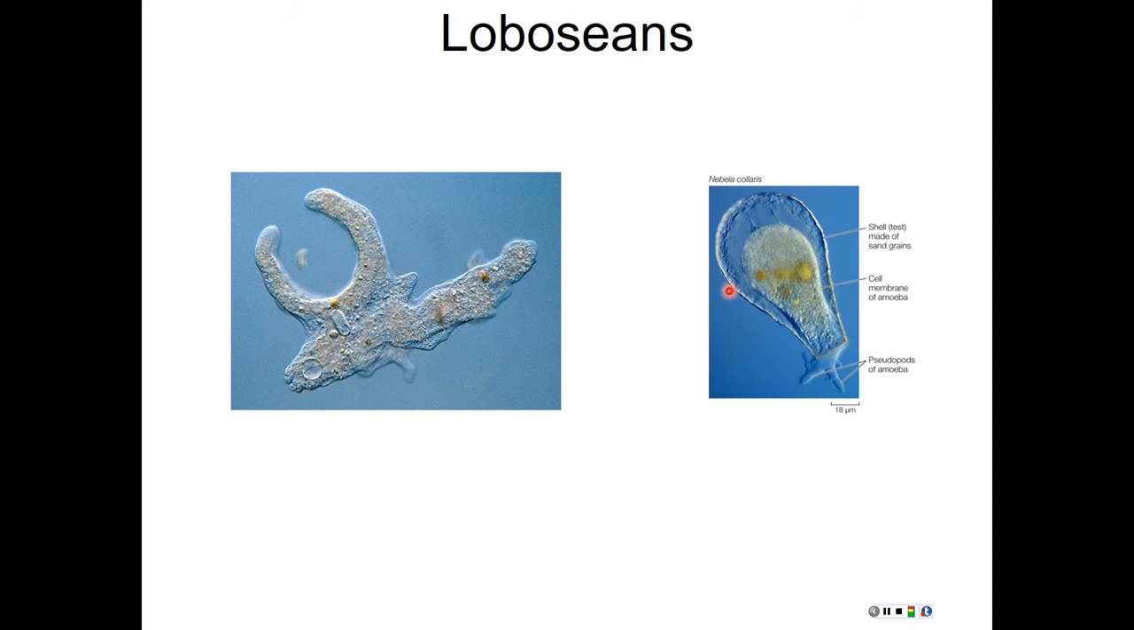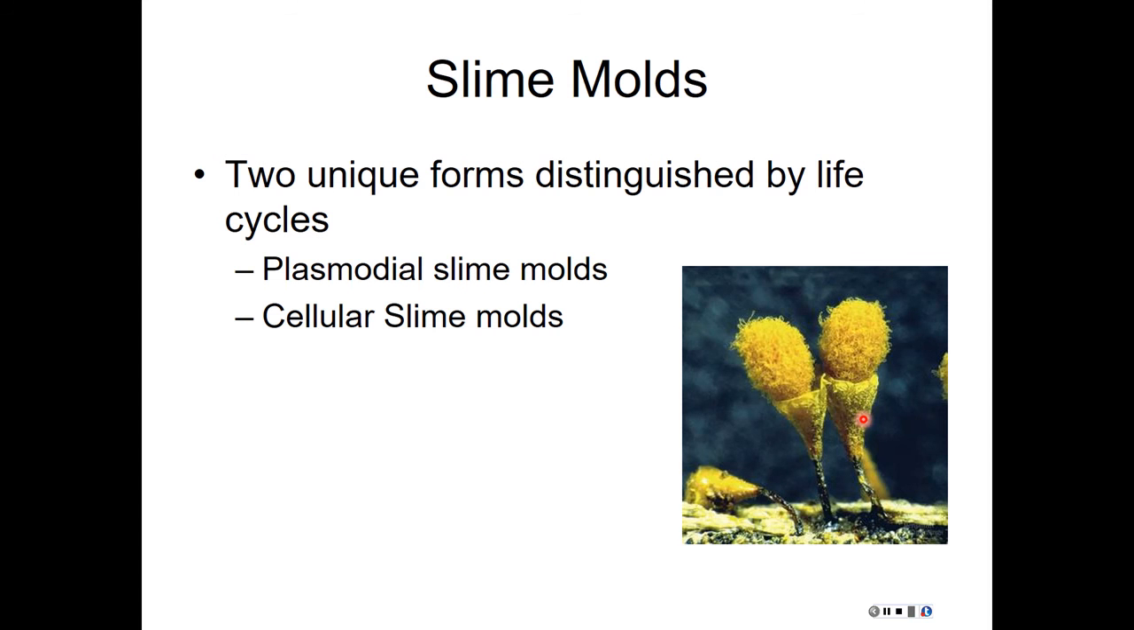And then we have this one that kind of looks like a light bulb a little bit. What is going on here is that some can make a shell, either out of sand, or they can secrete a shell. And that is the case here. This shell is made of sand grains, so it can make itself its own little house. And then finally, the slime molds.